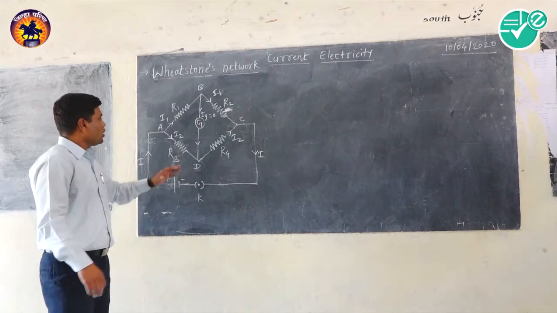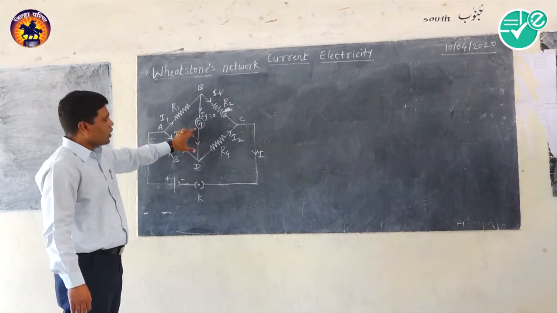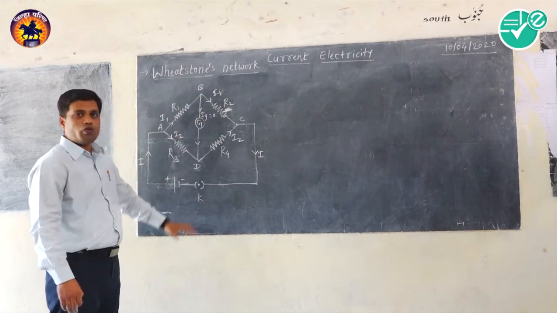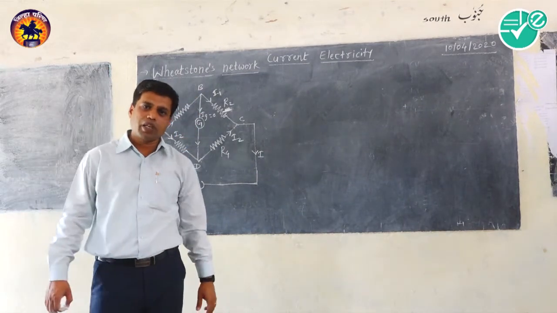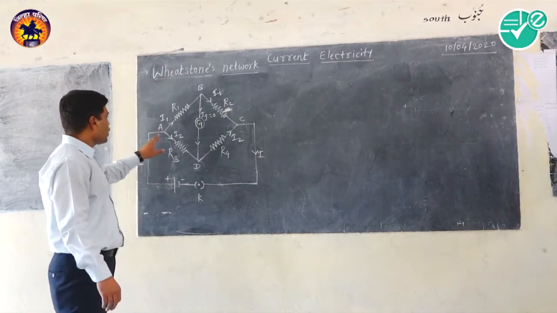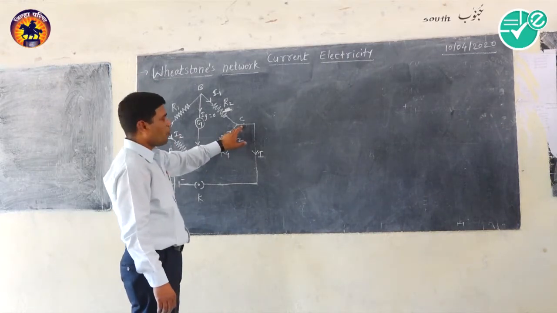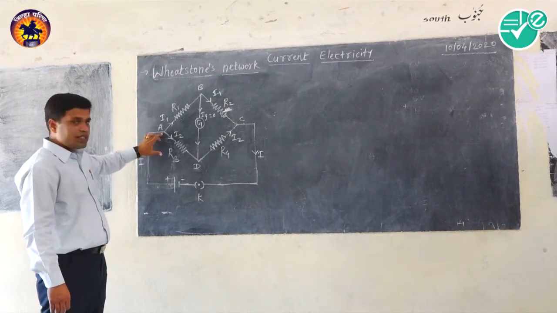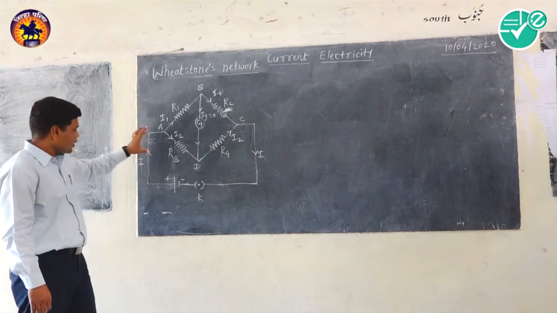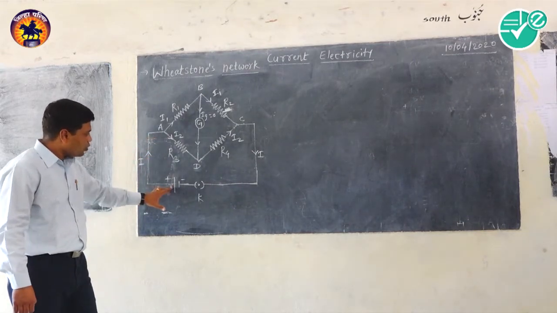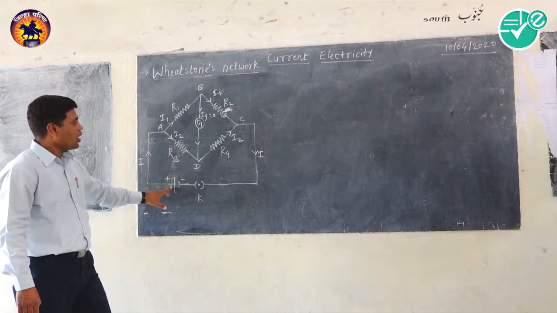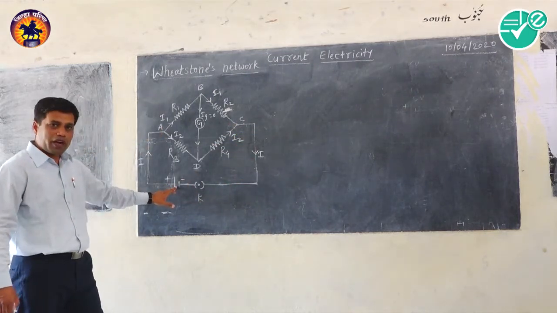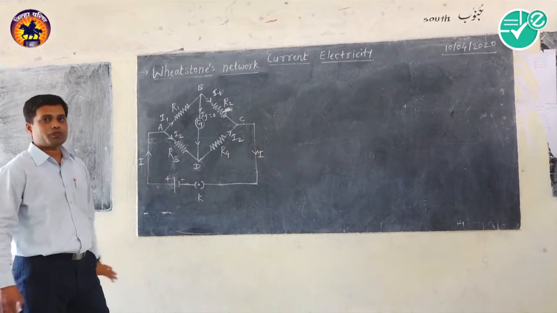This diagram also consists of a sensitive galvanometer G, which is connected between 2 vertices of the quadrilateral, that is in between B and D. The other 2 vertices of the quadrilateral are A and C. The vertex A is connected to the positive terminal of a battery, and the vertex C is connected to the negative terminal of the battery through a key K.